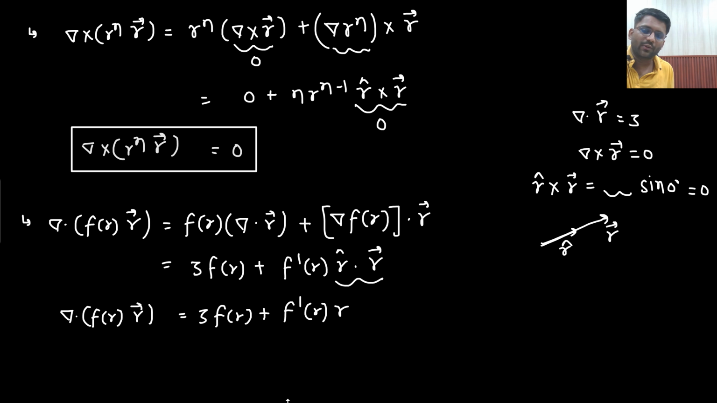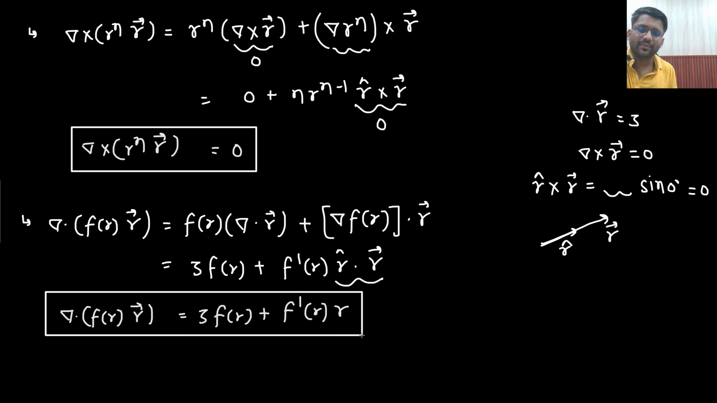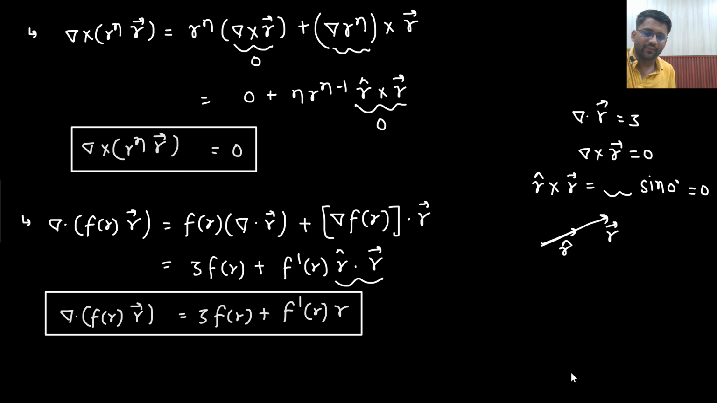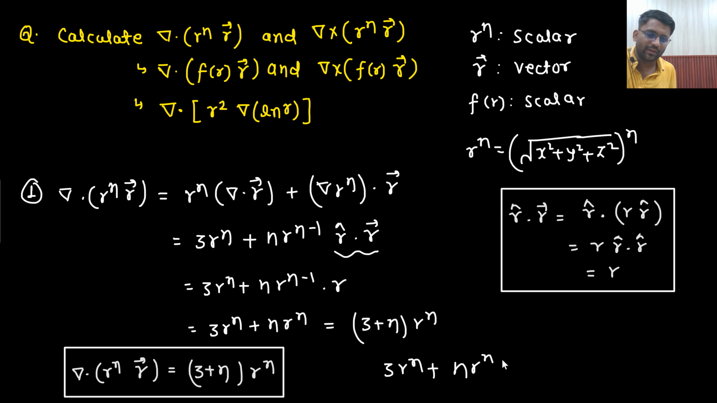Okay. You don't try to remember it. Simply derive it in the examination. So here if you see this question, you write down 3f(r) plus f'(r) r, which is n r to the power n minus 1 multiplied with r. So 3r to the power n plus n r to the power n. So (3 plus n) r to the power n. Yeah, this is the answer that we are getting.